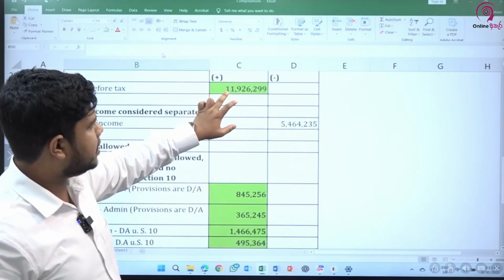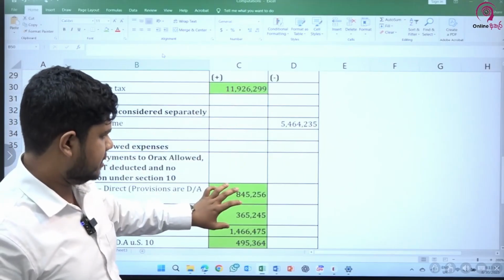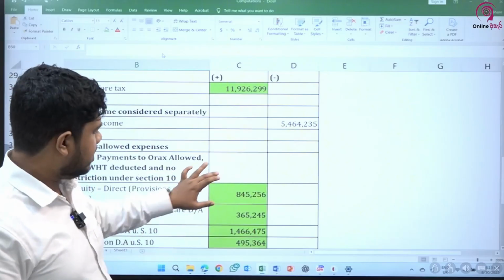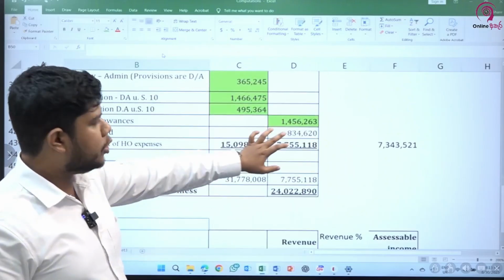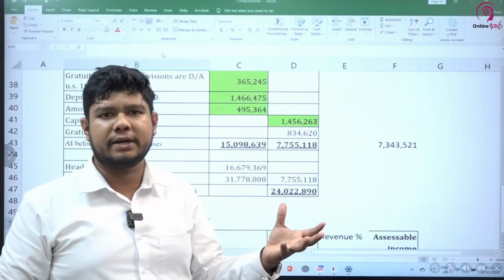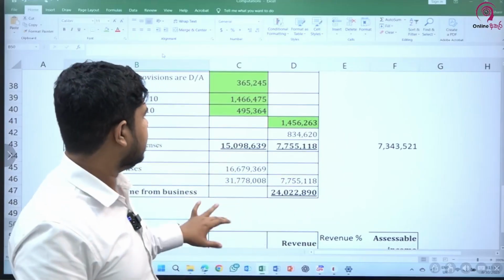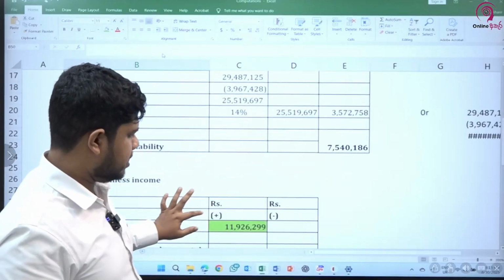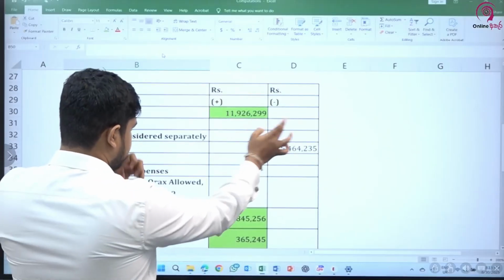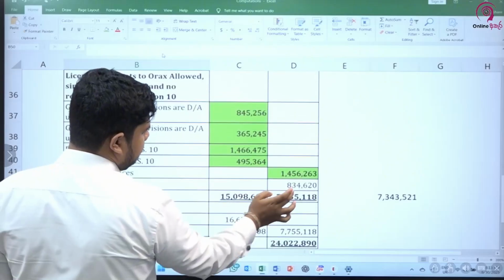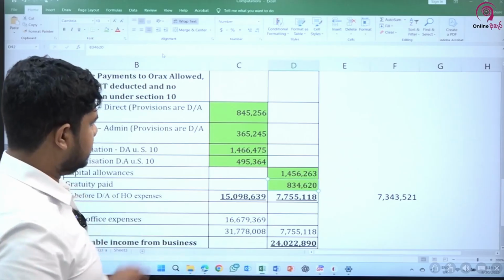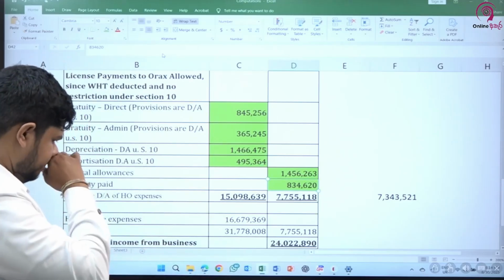That means in the profit before tax, these were deducted. So to negate that deduction, we added it back, right? Now this 834 has not been deducted in arriving at this profit before tax. Now we need to deduct it. So we are adding it to the minus column. We take it to this column. We are deducting it. So that adjustment is also done.